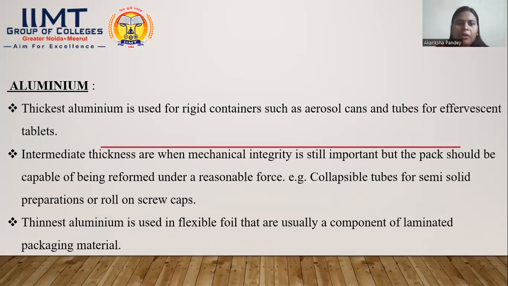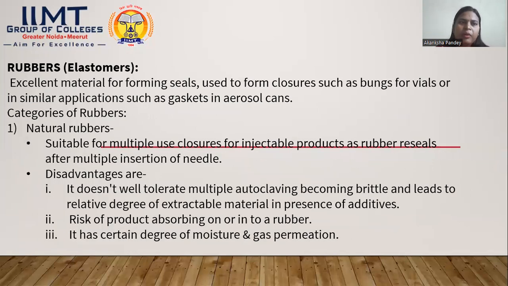And the intermediate thickness, for example, is the collapsible tube that we use for semi-solid preparations. The thinnest one is for the laminated or strip kinds of preparation for tablets. Moving forward, the next one is rubber.